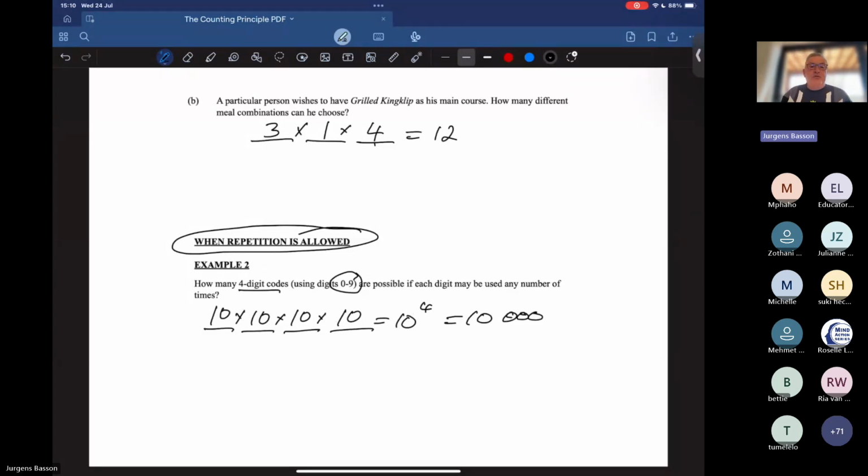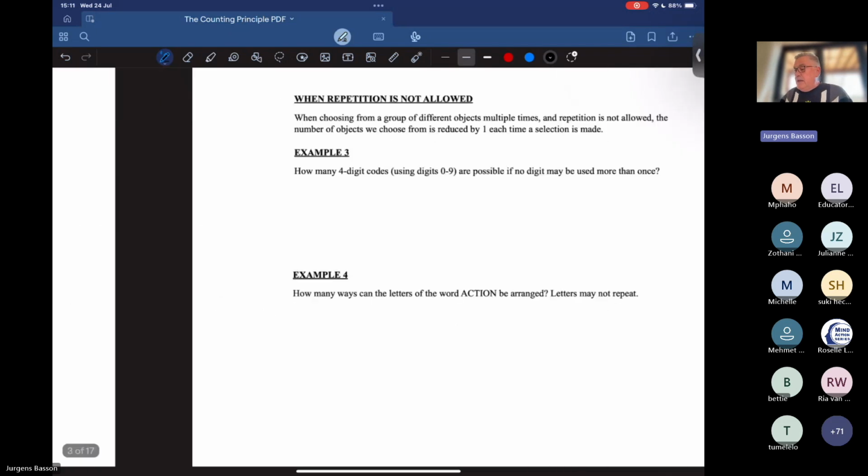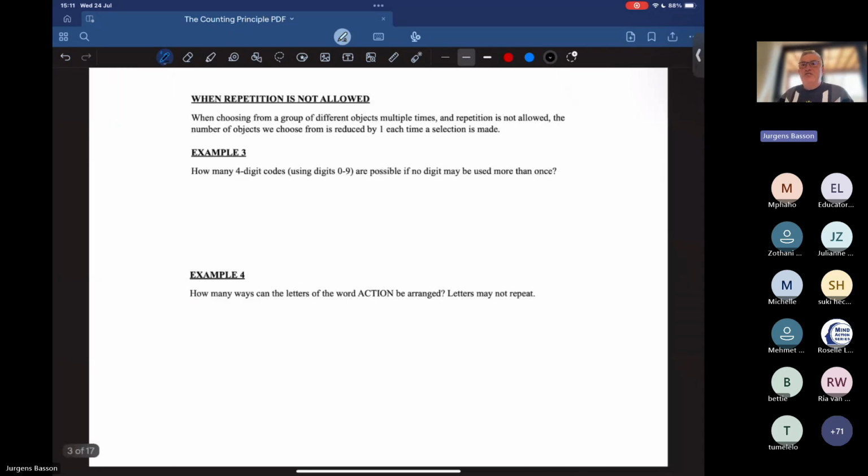And now you most probably see and already sort of anticipate what we're going to discuss next. And the next one, very much the same problem, 4 digits, 0 to 9. The only difference now is they may not be used more than once. So this is where repetition is not allowed.